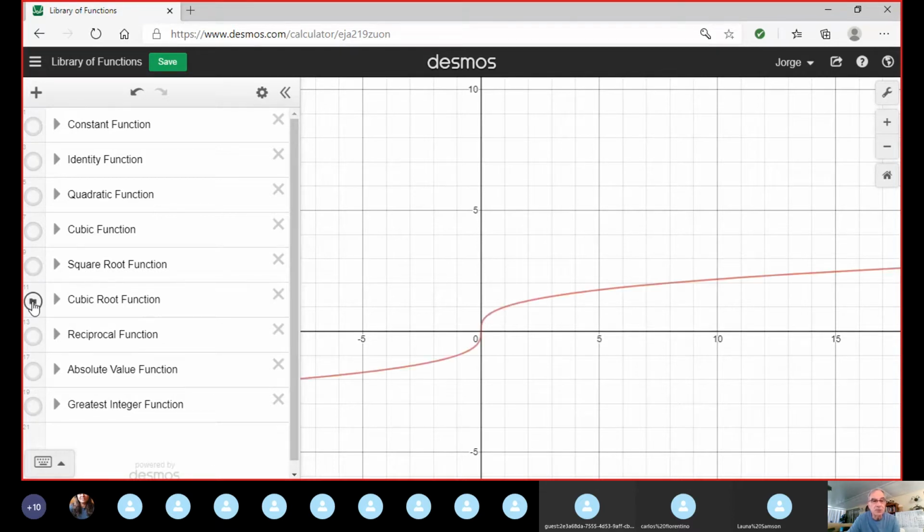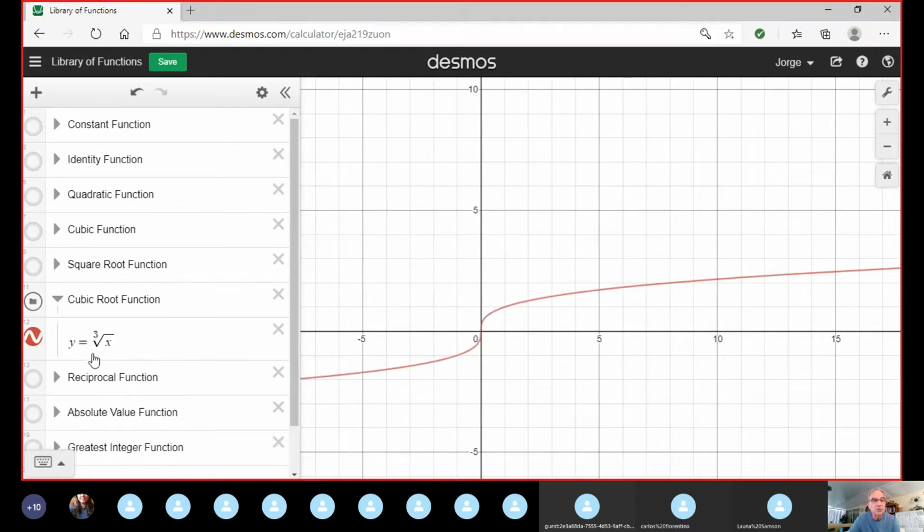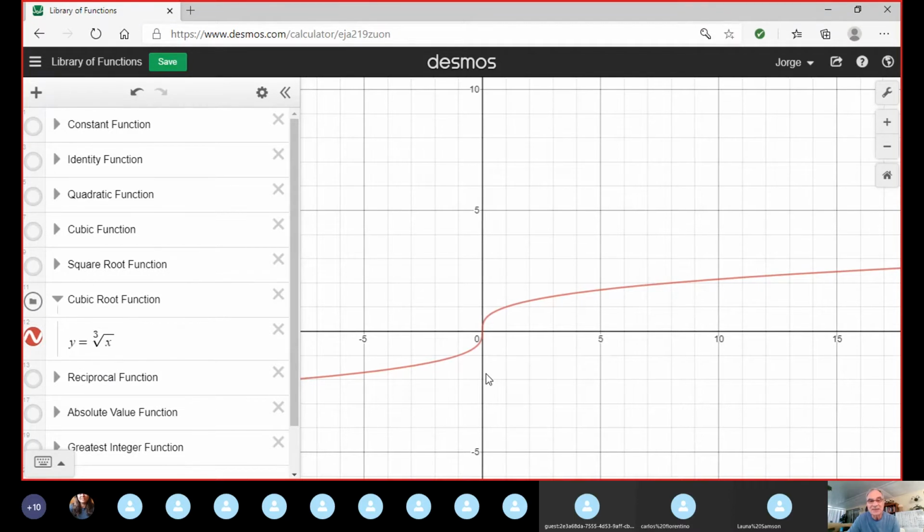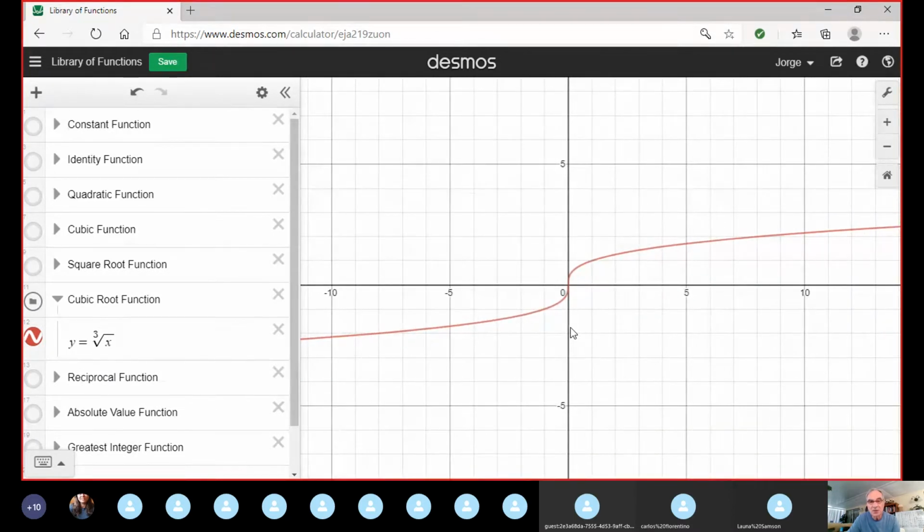Next in the list is cubic root. Cubic root is like that. Cubic root is different because cubic root allows positive and negative numbers. Is this confusing for you or no? Okay, let me try to switch to the board to explain why cubic root allows negative numbers and square root does not. Okay, I want to switch to the board again.